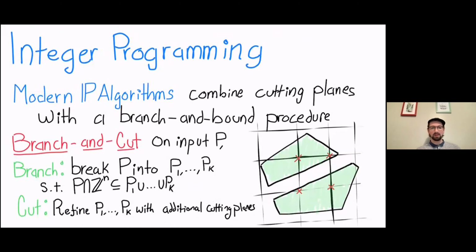And then the second thing you do is you cut. This is where cutting planes comes in. You refine each of these subpolytopes by adding additional cutting planes. Like that. Of course, cutting planes is only a subroutine of these algorithms, so lower bounds on cutting planes don't imply lower bounds on these modern integer programming algorithms. And we repeat this process here.